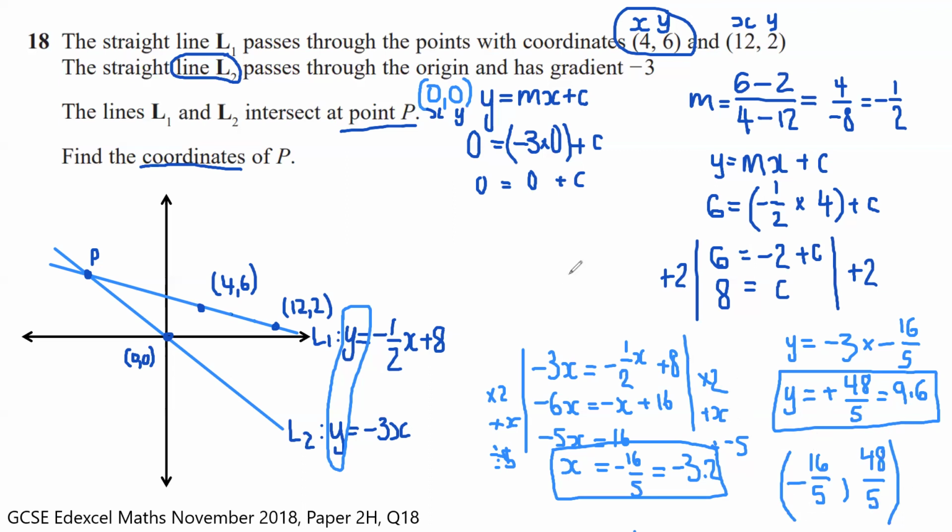Just as a very quick recap of what we've done there: we have used the gradient and the point that line 2 passes through to find the equation of line 2. We've then, with a similar process, found the gradient and the y-intercept to find the equation of line 1. And we've then used simultaneous equations, making the y values equal to each other, to find the point of intersection, which is point P. And these are the coordinates down here of point P.